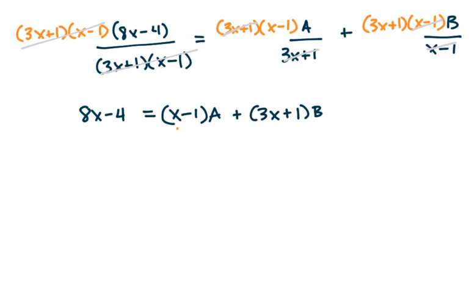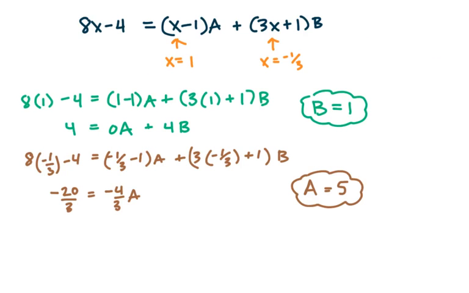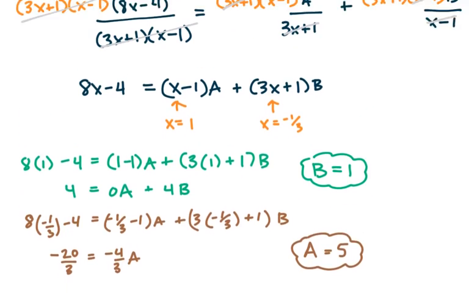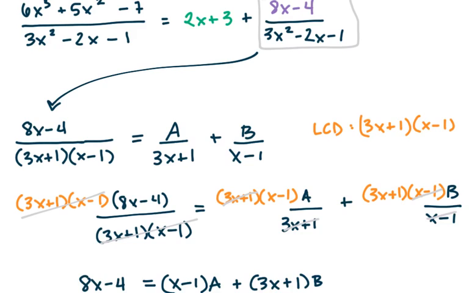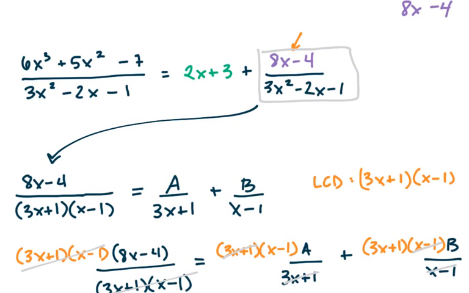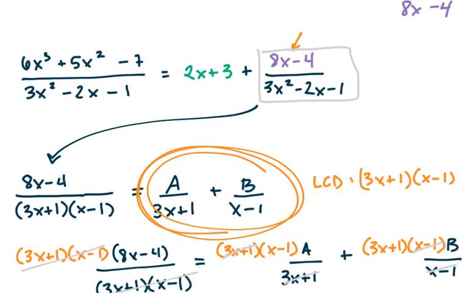So I'm going to pick two values to plug in, and the two numbers that would zero these out would be x equals positive 1 or x equals negative 1/3. And if I plug them in, I'm going to pause and plug them in. I would like you to try that on your own. I end up with A equals 5 and B equals 1. So I'm going to put that A equals 5 and B equals 1 into this expression. And this expression represents that fraction we have there.